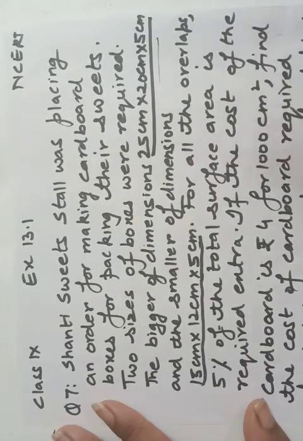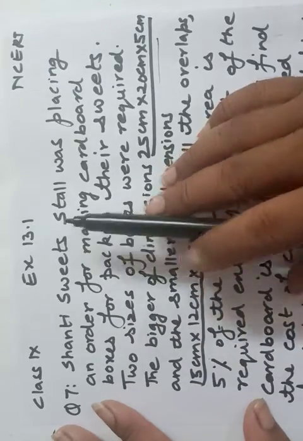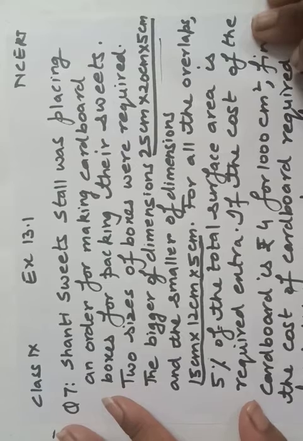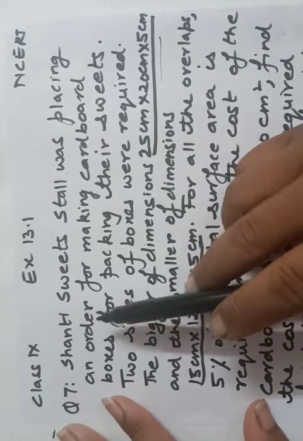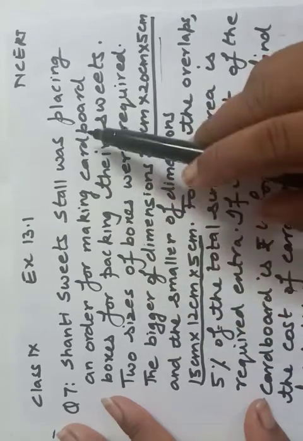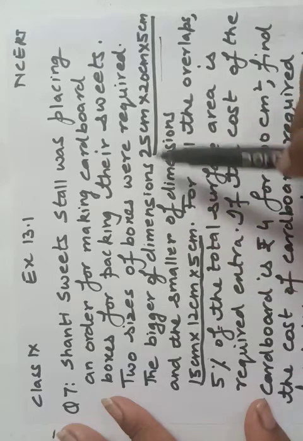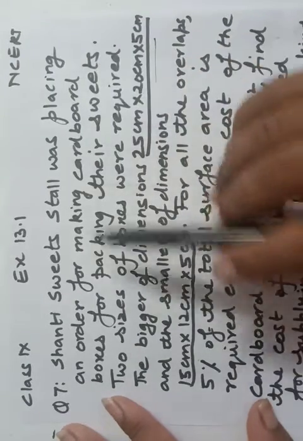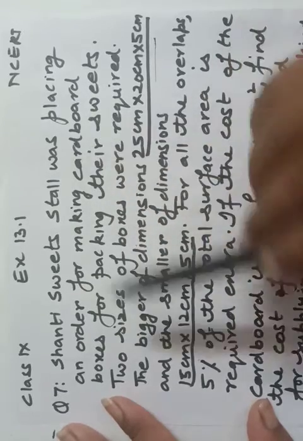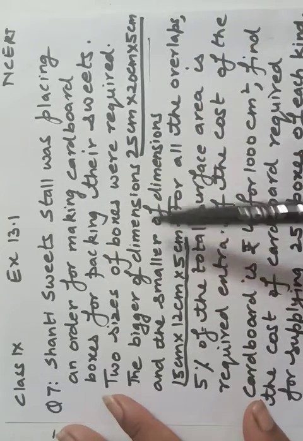Hello students, this is question number 7 of exercise 13.1 of the chapter Surface Areas and Volumes of class 9. The question is: Shanti Sweet Stall was placing an order for making cardboard boxes for packing their sweets. Two sizes of boxes were required.